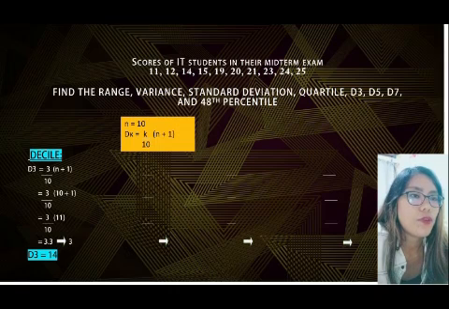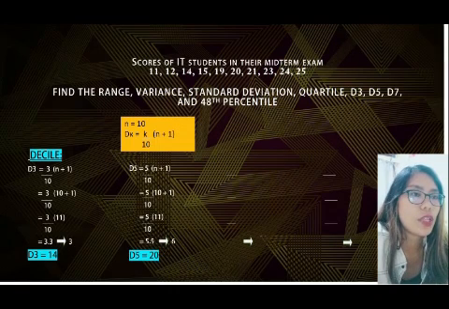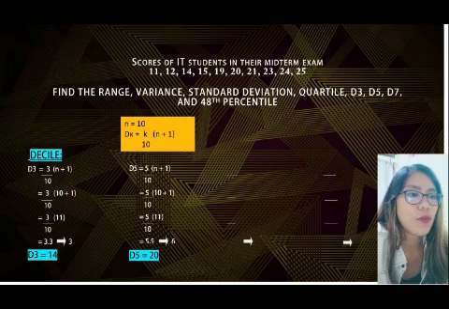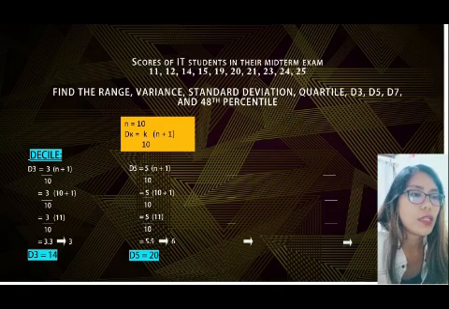Next one is the D5. Substitute again k for 5. 5 over 10 times n plus 1 is equivalent to 5 over 10 times 10 plus 1. 5 over 10 times 11 is equivalent to 5.5. Round it up again, so we're going to have a 6. So the 6th data was 20. So the fifth decile was 20.